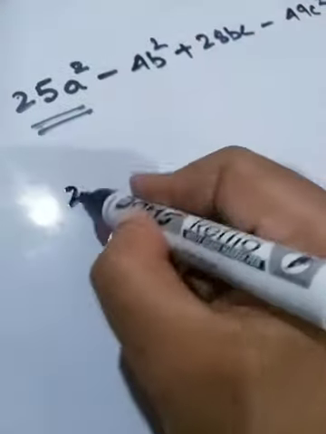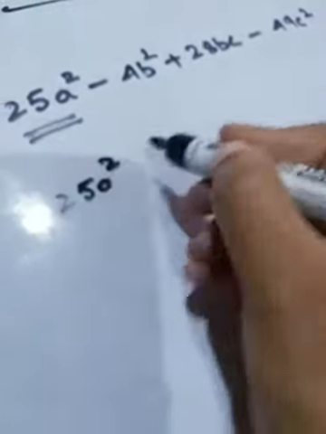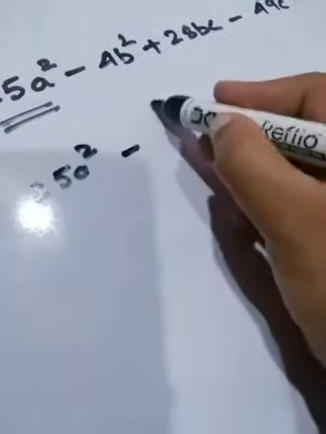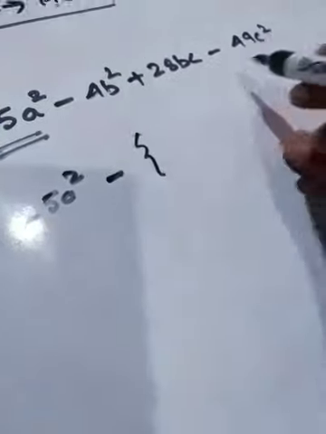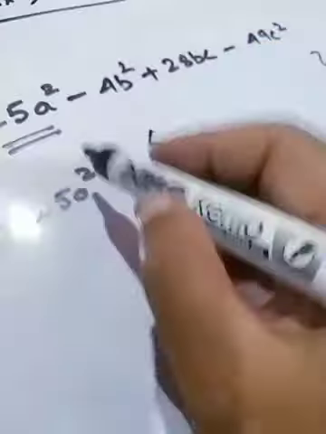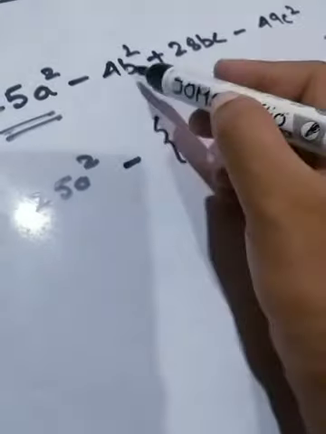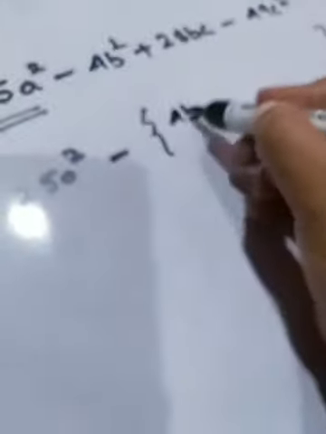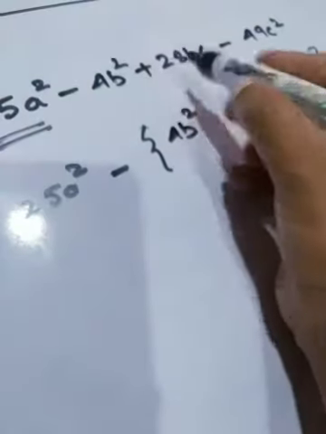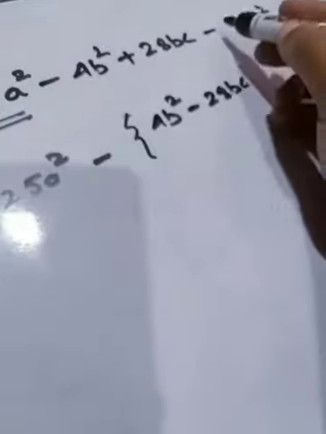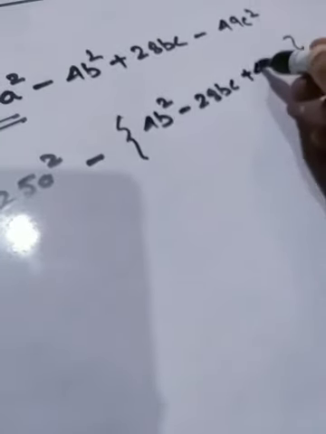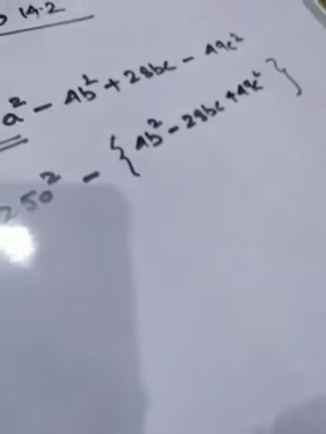So how to do this? You put a minus and put all the rest of the three terms inside the bracket. When you put them inside the bracket and the minus sign is outside the bracket, all the signs inside the bracket will change. That is, what is the first thing you have to write? 4b square. Now this plus sign will change to minus, so you will write 28bc, and this minus sign will change to plus 49c square.